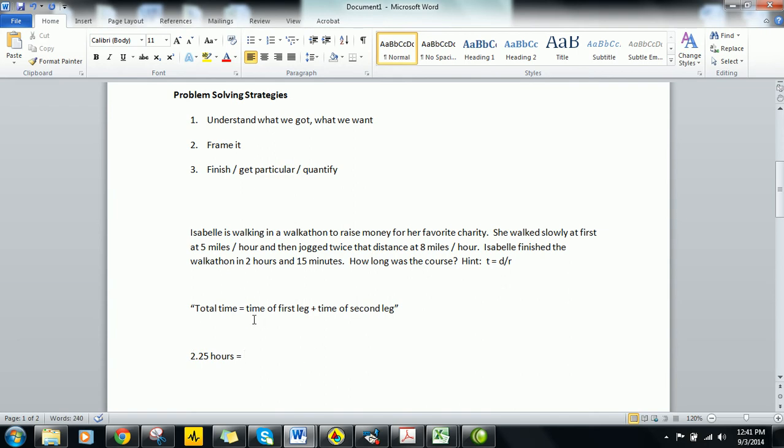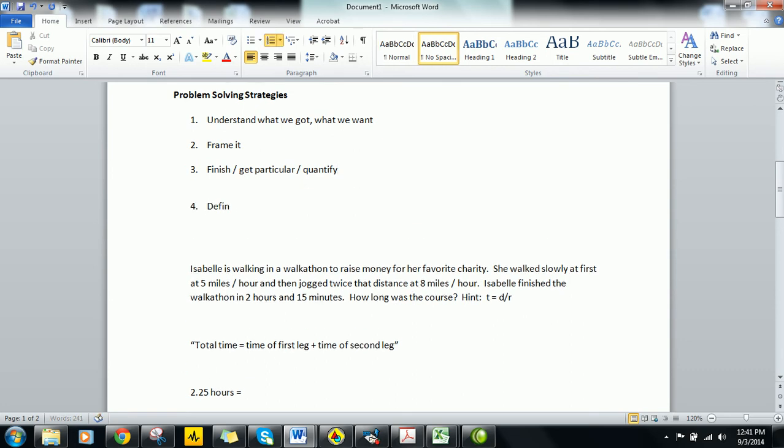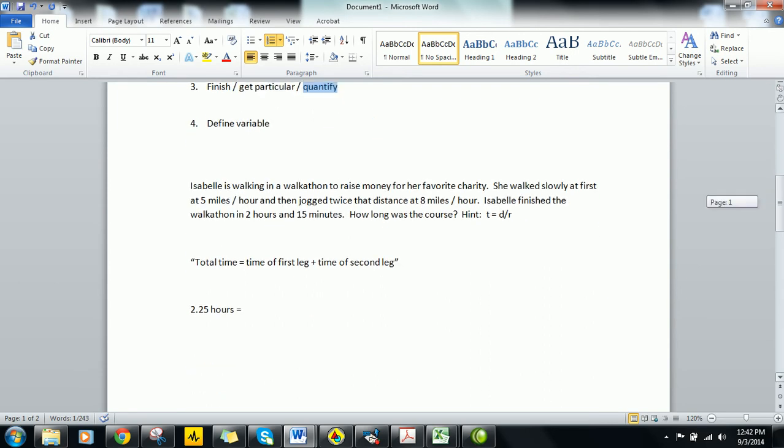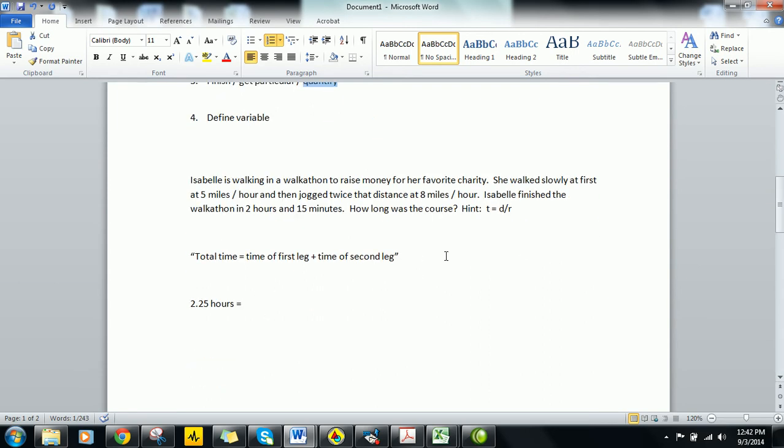Now the time of the first leg, going back to the hint, is going to be distance over rate. Distance over rate. Well, that's easy enough. The distance is, let's just say this distance is x. So one thing I also want to do, in order to quantify, is define my variables. In order to do this piece now, I need to define what my variables are. So that's going to help me keep organized. So at this point off to the side, I'm just going to say let x be the distance walked. Fair enough?